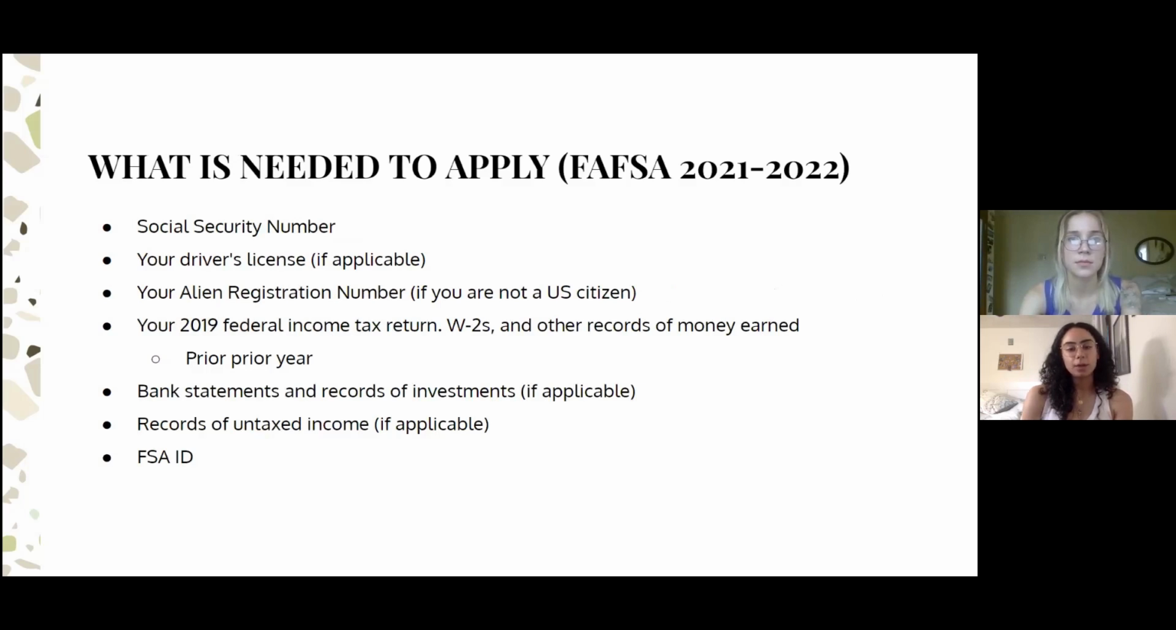So what is needed when you apply for the FAFSA? We recommend having all of this together on the side when you're applying, just to help speed up the process. You want to make sure you have your social security number, your driver's license if applicable, your alien registration number if applicable, your 2019 federal income tax return, W-2s, or other records of money earned. Something to keep in mind is that whatever year you're filling out your FAFSA, you're going to want to have the prior year's tax information on hand, bank statements and records of investments if applicable, records of untaxed income if applicable, and your FSA ID.